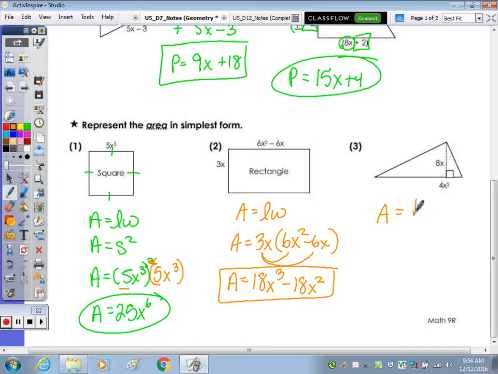triangle, the formula for area is 1/2 base times height. So our total base is 4x squared, and our height is 8x. So area is 1/2 of 4x squared times 8x. Well, 1/2 of 4 is 2, and 2 times 8 is 16, and x squared times x is x cubed.